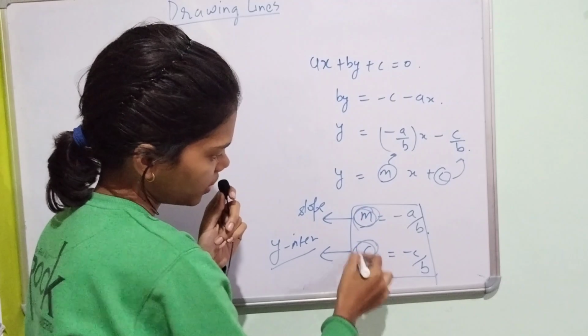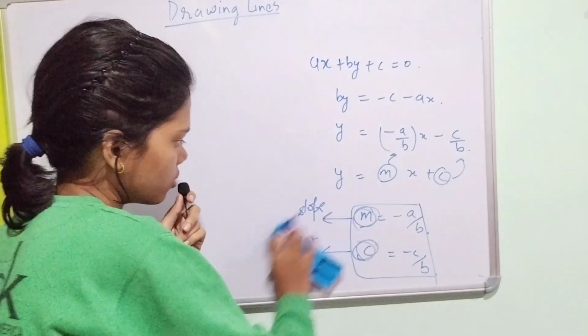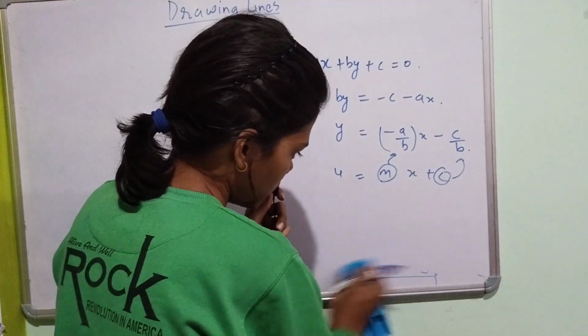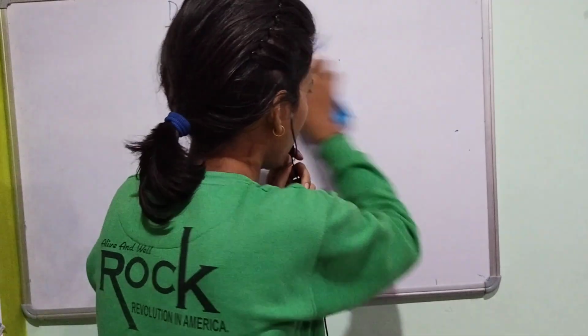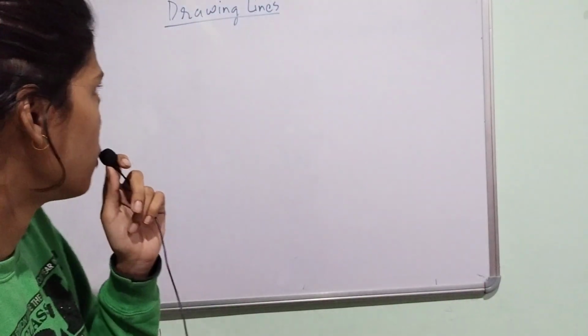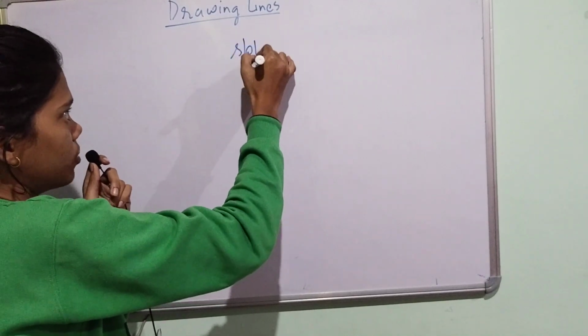These are mainly the two parameters which, if we know them, then we can draw the lines very easily on the graph. So first we need to understand what these two parameters are, because these are the only two important parameters which we should know to draw the lines. So firstly we will talk about slope.